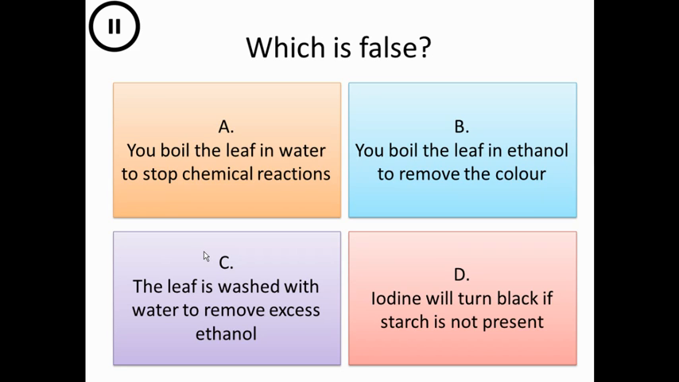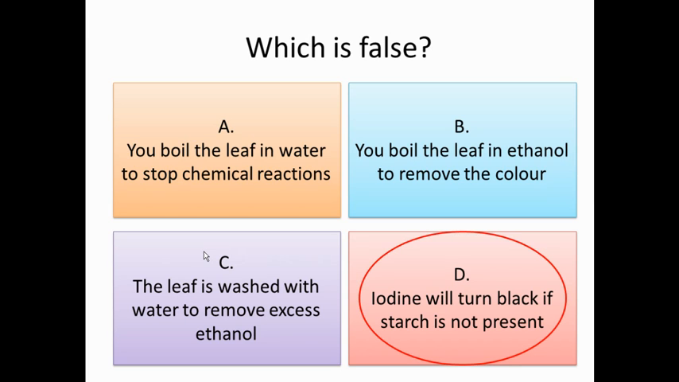Okay, so what you should have had as the false answer is D. So we'll read through the true answers and I'll explain why they're true. You boil the leaf in water to stop the chemical reactions. Remember, when you pick a leaf, it will still be alive for a short time. It'll still have the chemical reactions going on. It needs to be killed. You need to stop all of that happening in order to carry out the test. So you do that by boiling it in hot water.